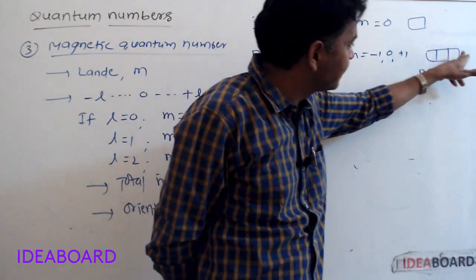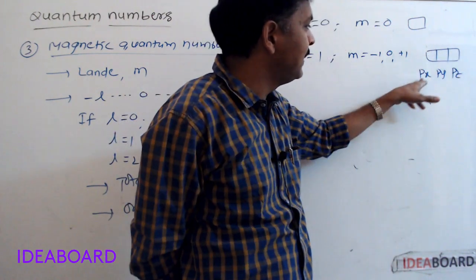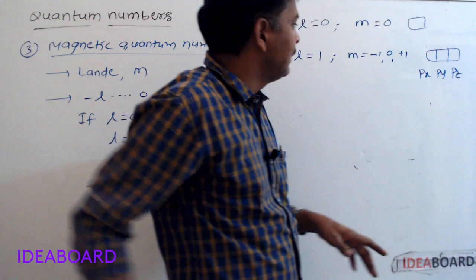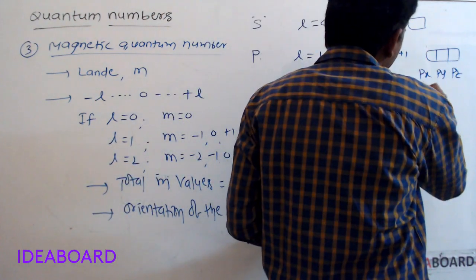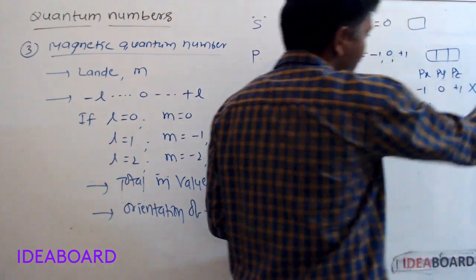Then each box corresponds to one orbital. The p subshell contains 3 orbitals, px, py, pz. Here we should not take for px minus 1, for py 0, for pz plus 1. This is wrong. We should not take like this.